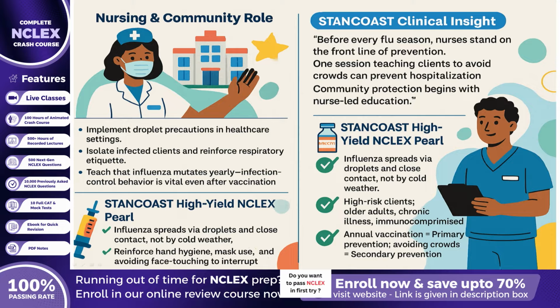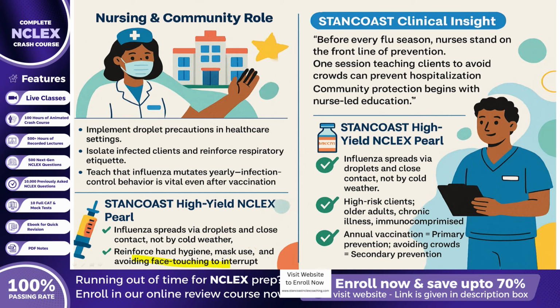Finally, let us conclude with the Stancoast High-Yield NCLEX Pearl. Influenza spreads mainly through respiratory droplets and close contact, not through cold exposure. High-risk individuals include older adults, clients with chronic diseases, and those who are immunocompromised. Annual vaccination remains primary prevention. Avoiding crowded places serves as essential secondary prevention. Reinforce consistent hand hygiene, mask use, and avoidance of face touching to interrupt viral transmission.